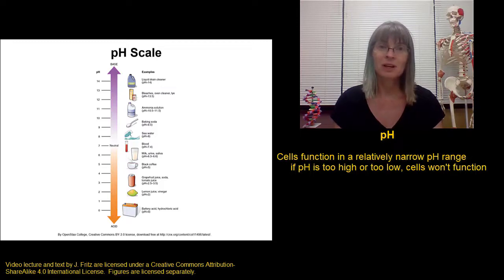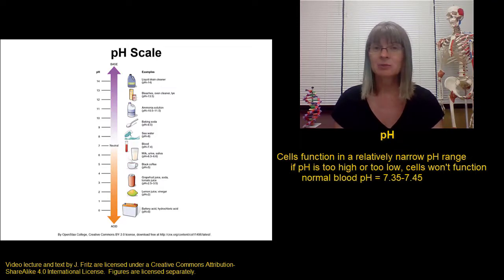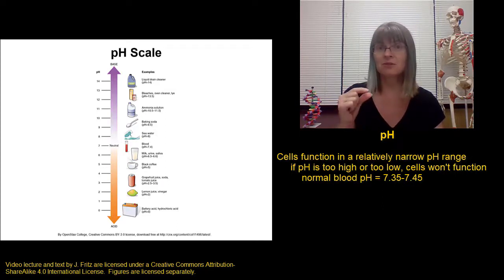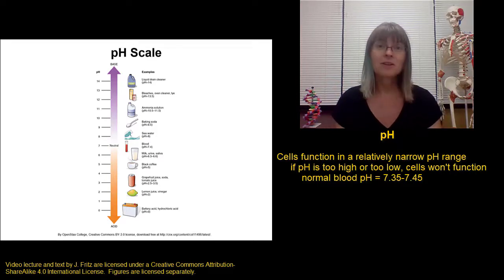Just for an example, the normal pH of blood is between 7.35 and 7.45 on the pH scale. That's a really narrow range. And when the pH of the blood gets outside of that range, it means that something's wrong. Other areas of the body have different pH levels. For example, we already pointed out that the pH of the stomach is very acidic. That can be in the range of a pH 1 or 2.